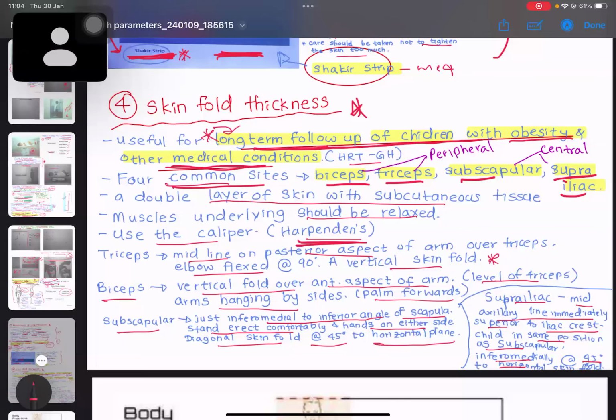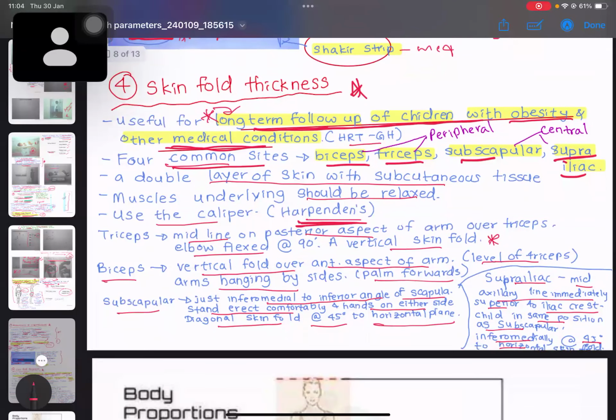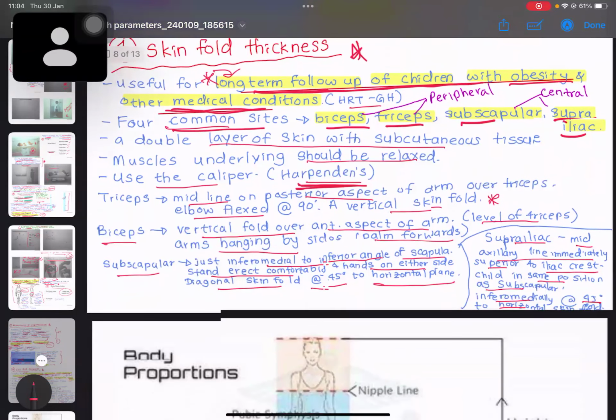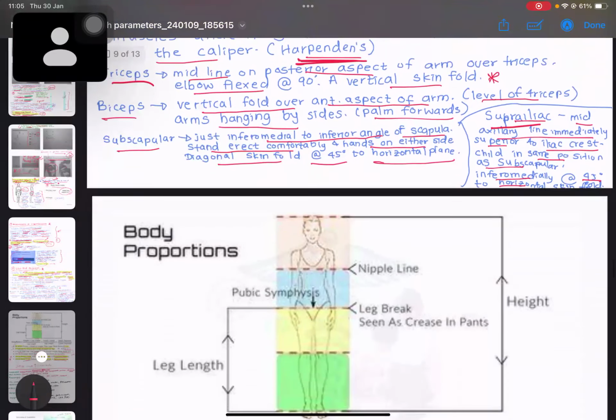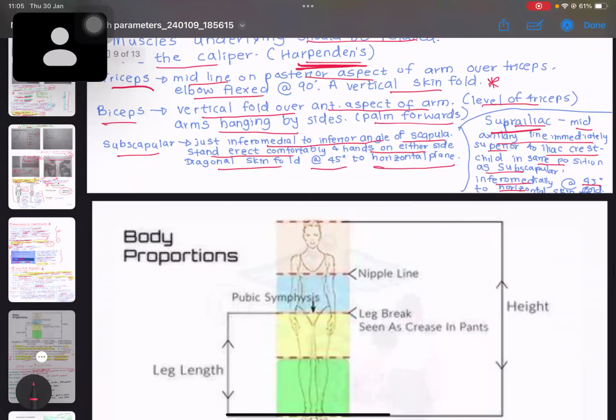This is the instrument used. The caliper is used to measure the skin fold thickness. Triceps, biceps, subscapular, suprailiac area. This note gives how to measure. If you want, you can read, but it won't be asked in the exams.